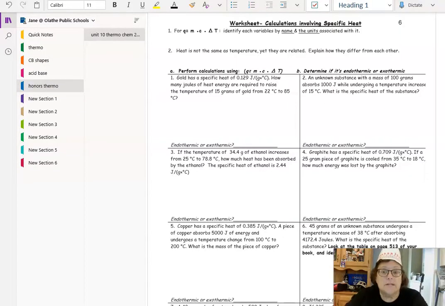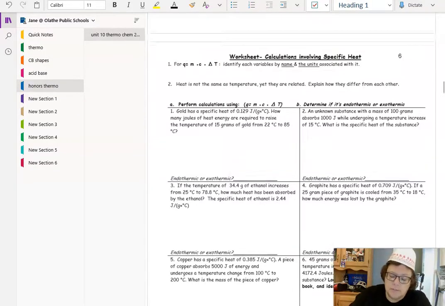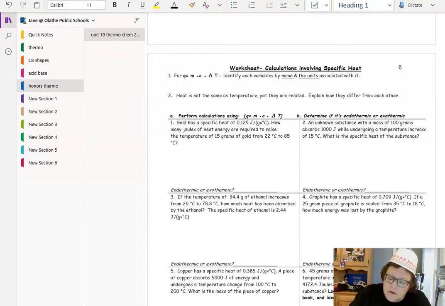So let's practice using Q equals MCΔT. Identify each variable by name and the units associated with it. Q equals heat, because it makes so much sense. M equals mass. C equals specific heat.